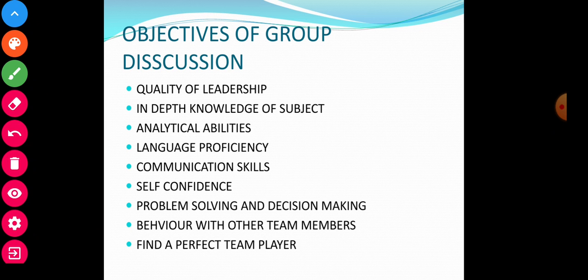Let's begin. If you want to do anything in life, you must first be sure what the objective of it is. So, when we are talking about group discussion, we are going to know what the objective of group discussion is. A group discussion is conducted in any competitive examination with the following qualities in mind.